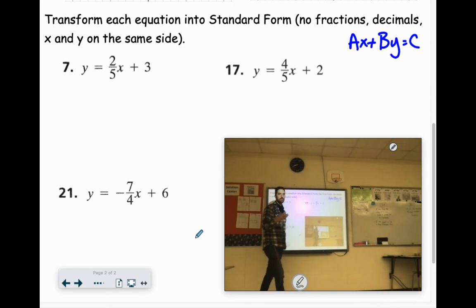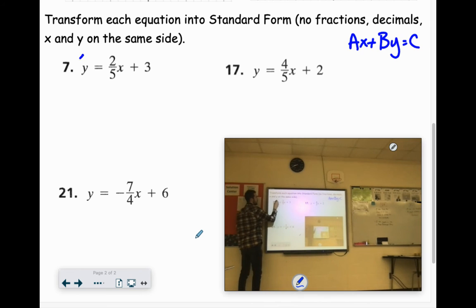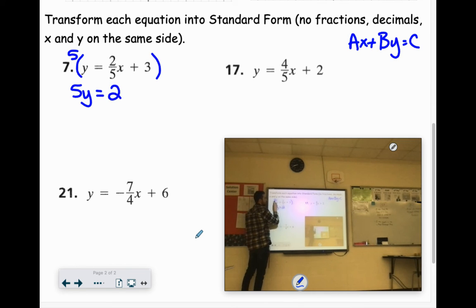What could we multiply everything by? 5, right? So 5 times y is 5y. 5 times 2 over 5 would just be 2, right? If you're multiplying by the same thing that's in the denominator, it's just going to go away. It would be 2x plus 5 times 3 is 15.